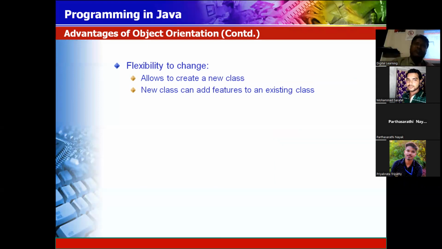Windows XP to Windows 7, Windows 7 to Windows 8, going from one version to another is called flexibility to change. Okay, means adding new functionality to the existing class and creating a new class.